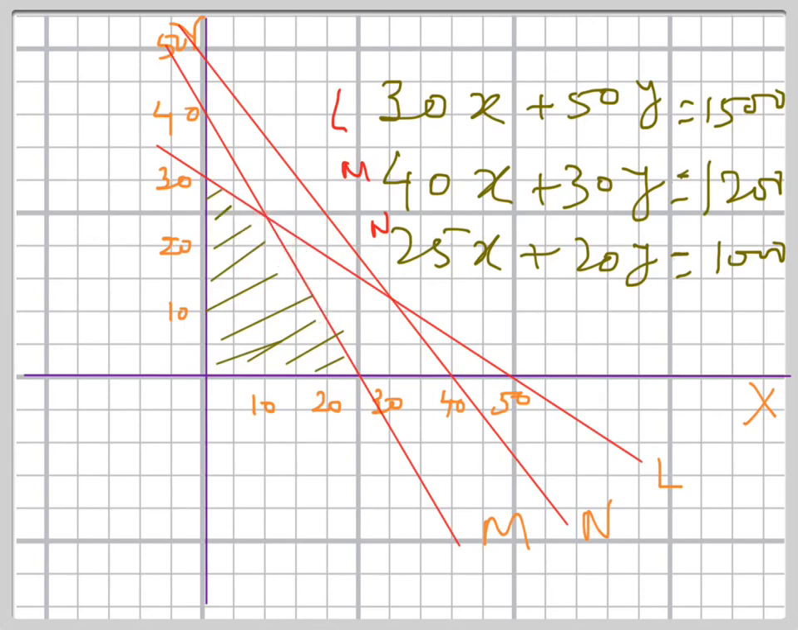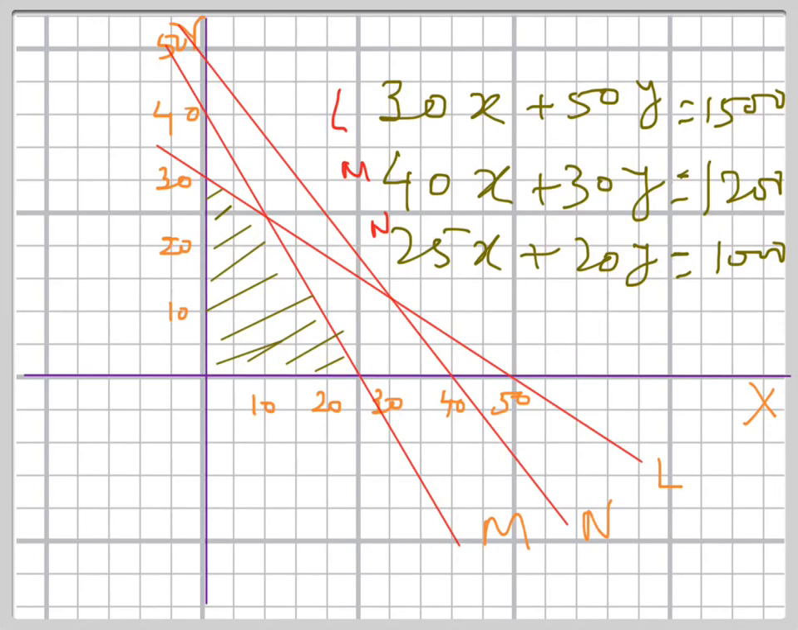For example, if you take a point here, fine, all the technical constraints you have less than equal to, but then you notice that x is negative and y is also negative. If you take a point, say here, then x and y are positive, but this particular point is above all the three lines. It means that you don't have sufficient L, M and N to produce that much.